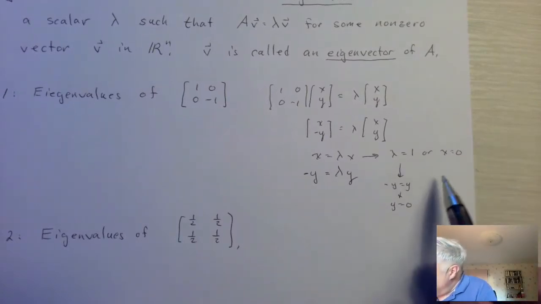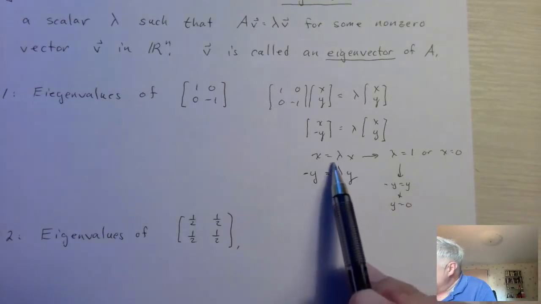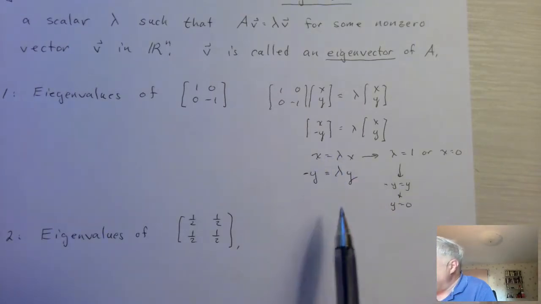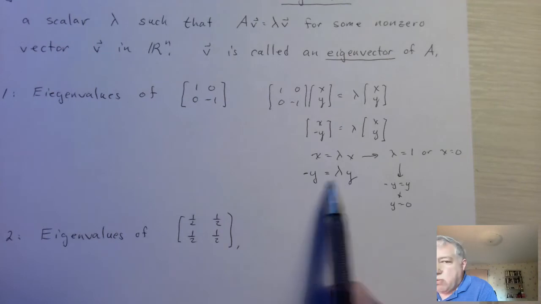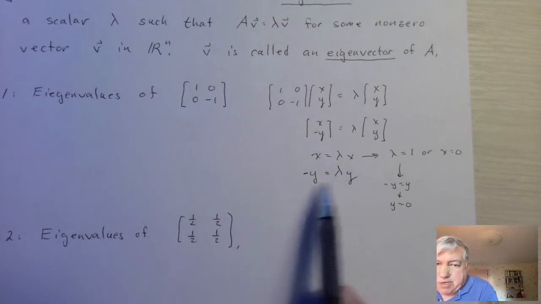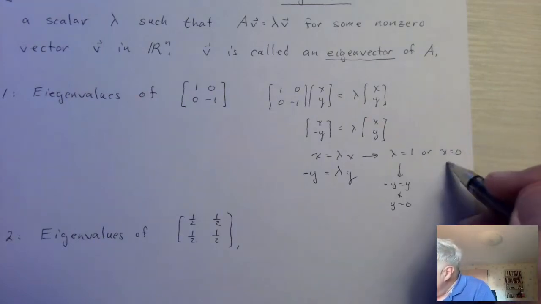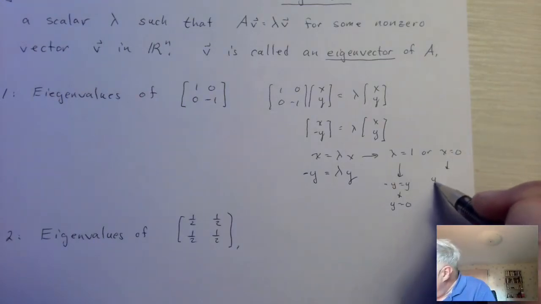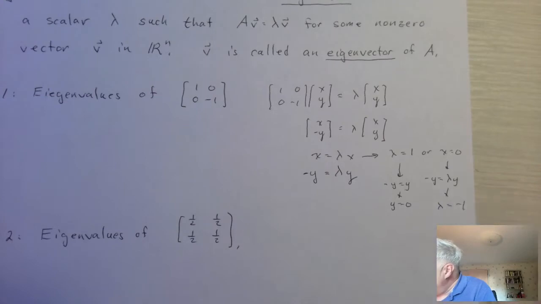And if x is 0, this tells us lambda can be anything, but then that means negative y equals lambda y, and x and y can't both be 0, otherwise we wouldn't have an eigenvector. So if x is 0, then negative y equals lambda y means that lambda has to be negative 1.